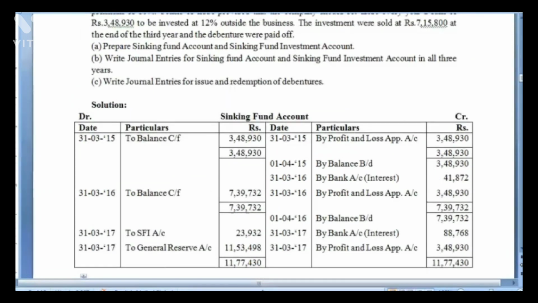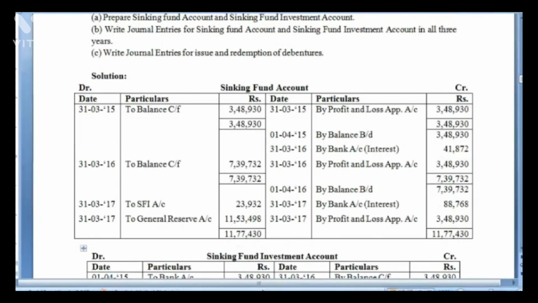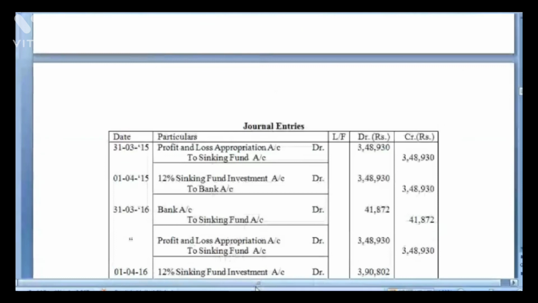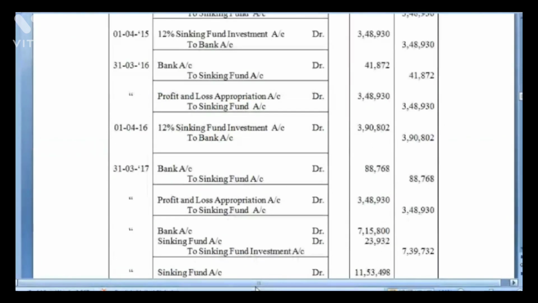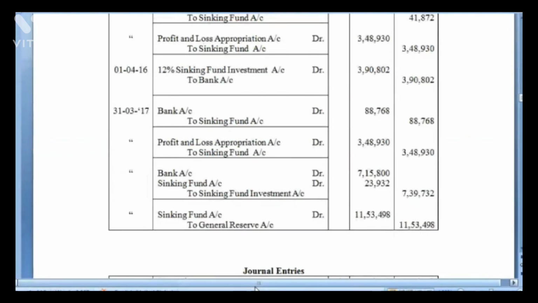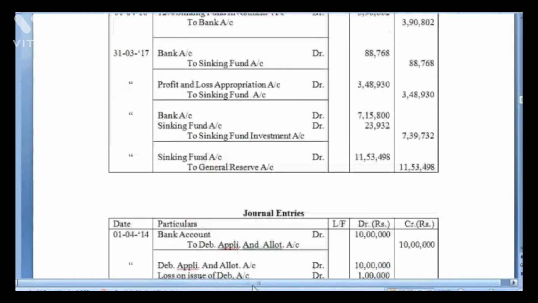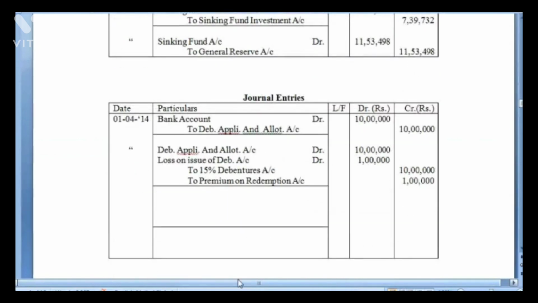So here the three things are simultaneously completed: sinking fund account, sinking fund investment account, and journal entries for 3 years, first year, second year, and third year, and journal entry for issue of debentures.